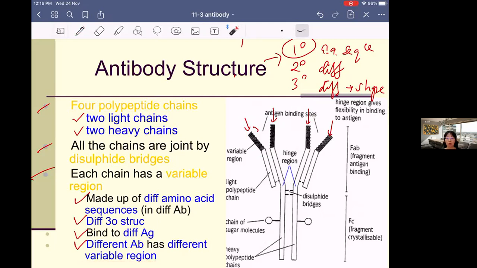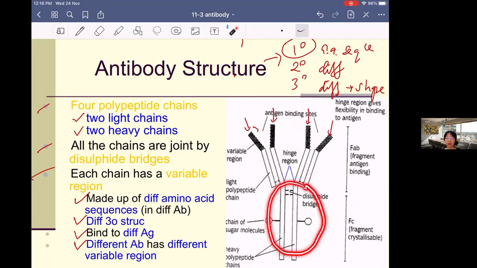Okay, so what about those regions that are not shaded? So the rest of the regions that are not shaded, that means they are the same amino acid sequence in different antibodies. They are all the same. Okay, they are all the same. So that's why you remember this region here.